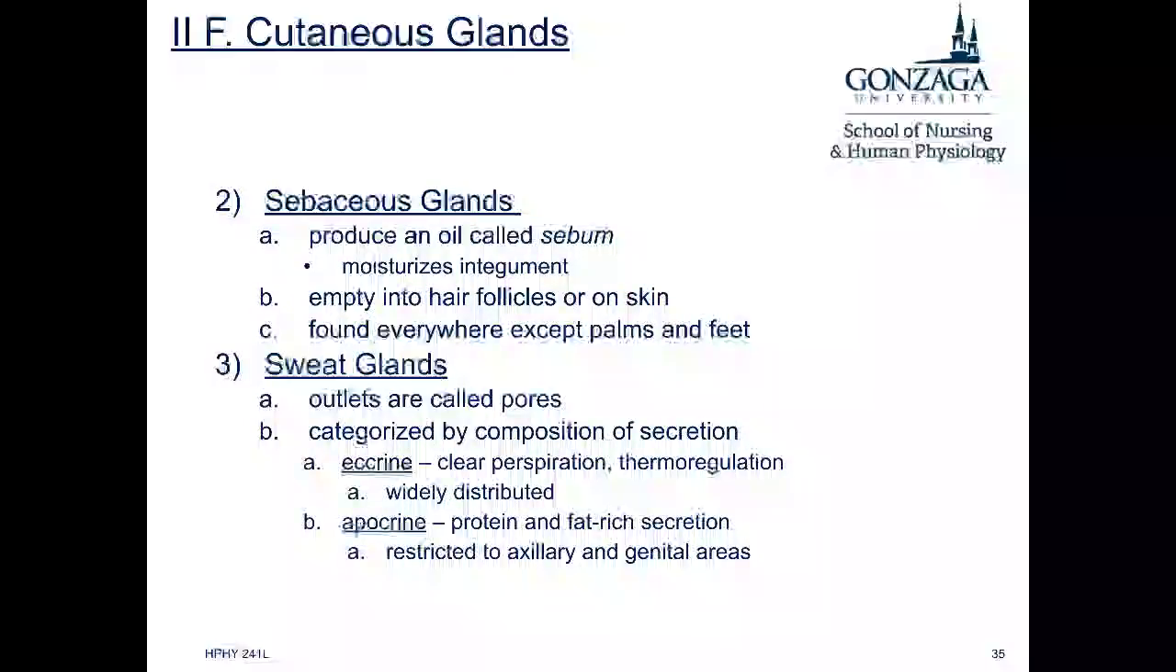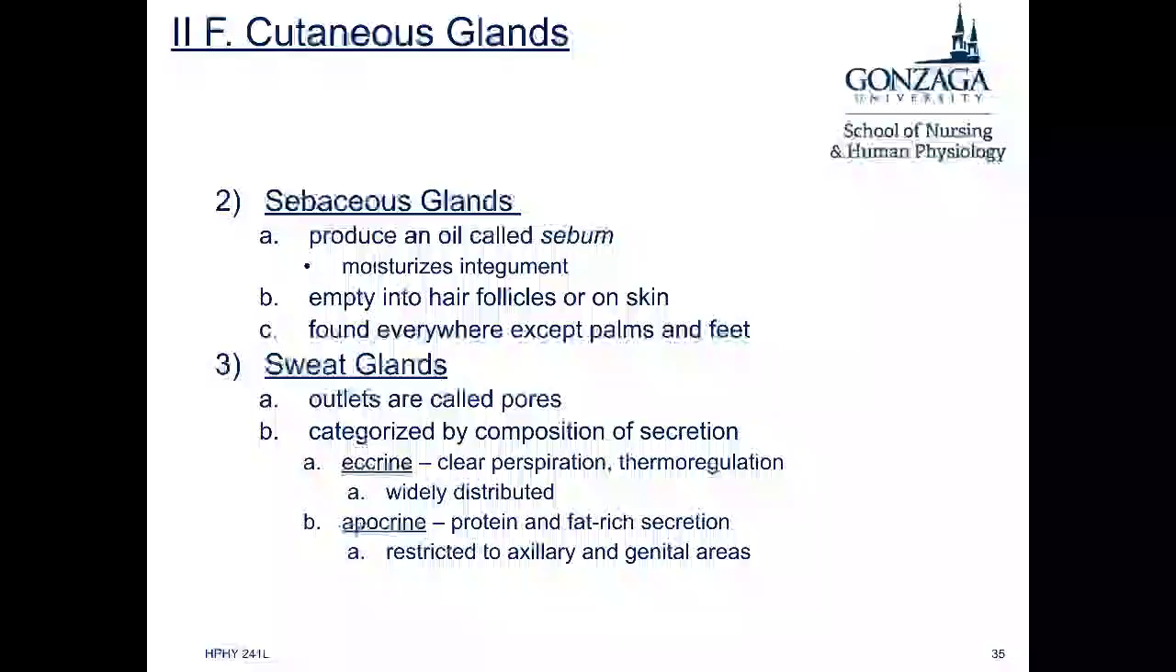Sebaceous glands, like I mentioned earlier, produce that oil substance called sebum, and the sebum moisturizes the hair and also the skin. And most of the time it'll empty into a hair follicle, but sometimes sebaceous glands will empty directly onto the skin. But they are widely distributed. They're found everywhere except those thick-skinned areas, the palms and the feet.